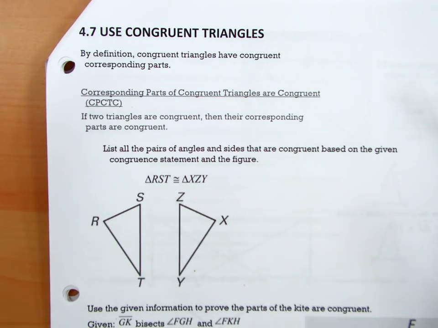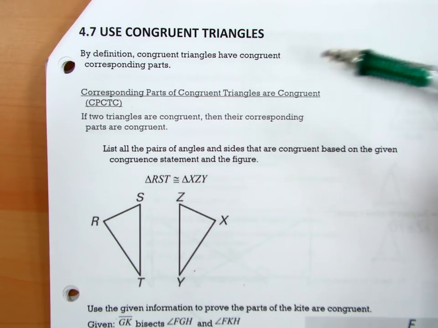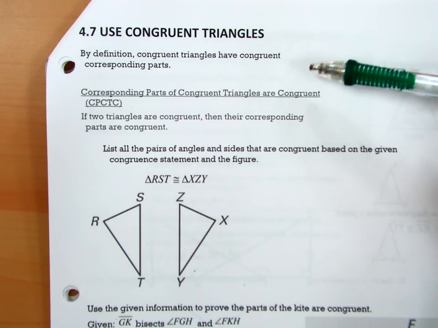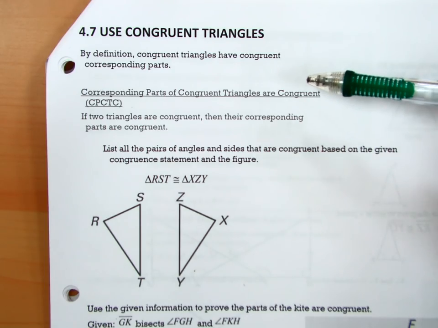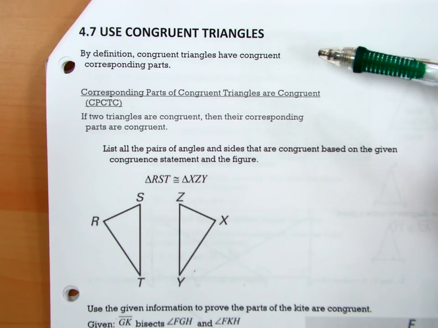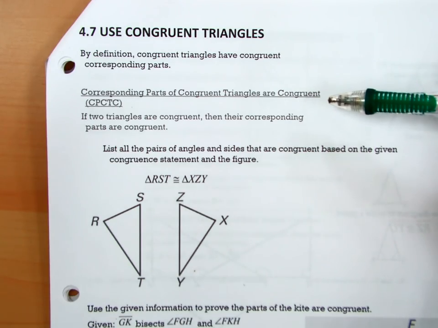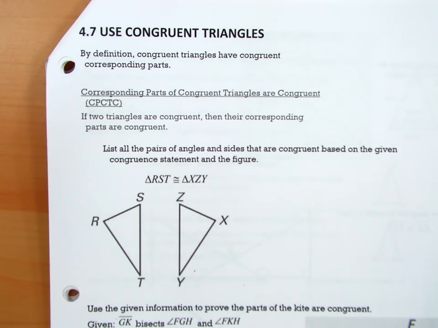Alright, so here's a video about 4.7 using congruent triangles. By definition, congruent triangles have congruent corresponding parts. So once you've proven triangles congruent, all the corresponding parts are congruent. So that leads into corresponding parts of congruent triangles are congruent, or shorthand CPCTC. If two triangles are congruent, then their corresponding parts are congruent.